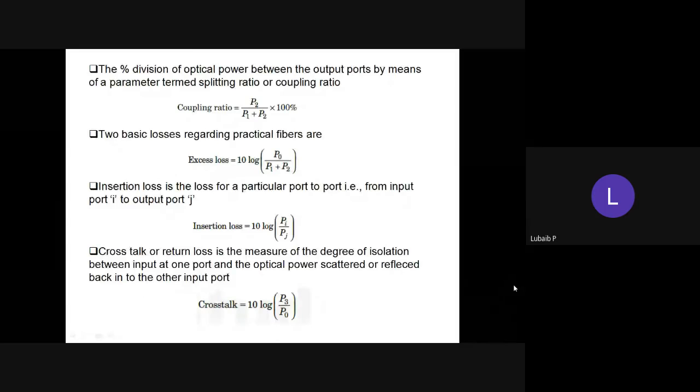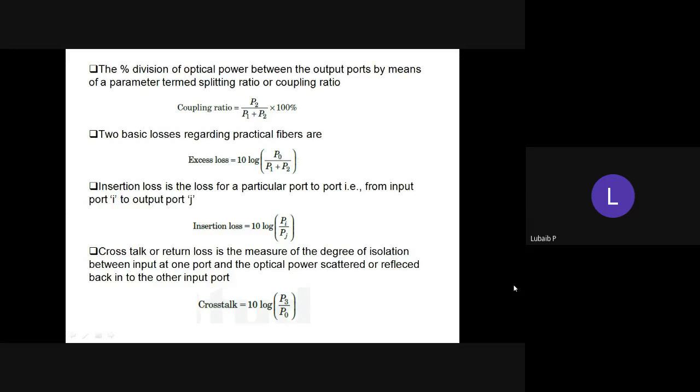The two basic losses regarding these practical fibers are excess loss and insertion loss. We calculate the excess loss as 10 log P0 by P1 plus P2. In the case of insertion loss, that is the loss from a particular port to another port, from input port i to output port j, we calculate the insertion loss as 10 log Pi by Pj.